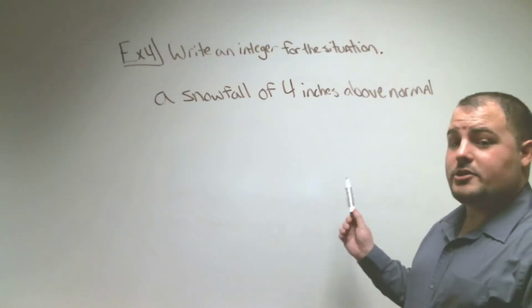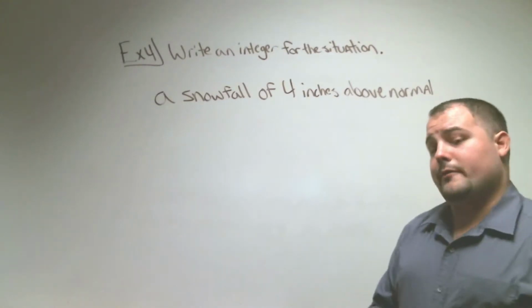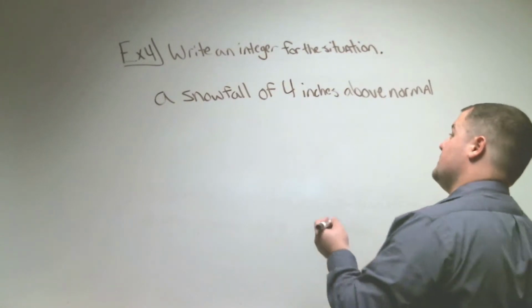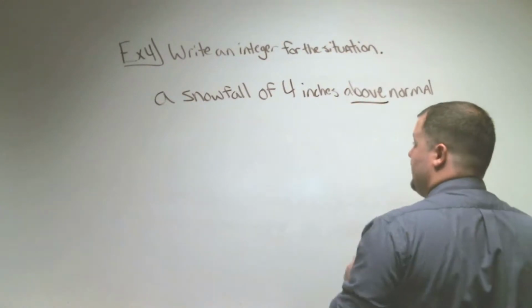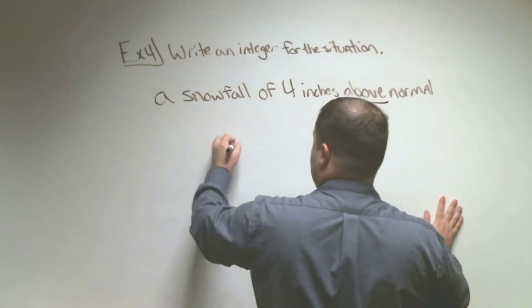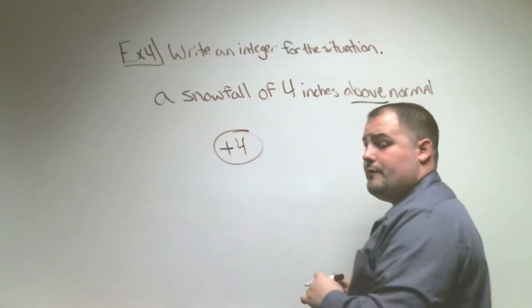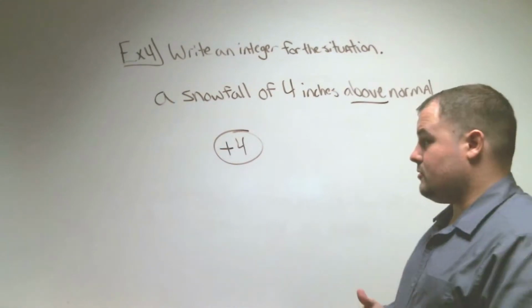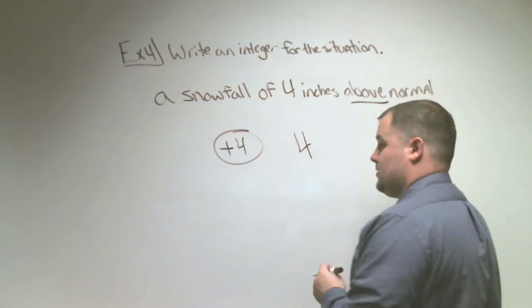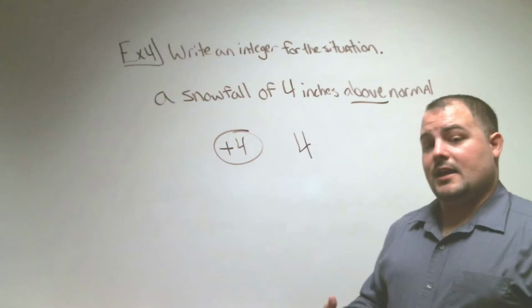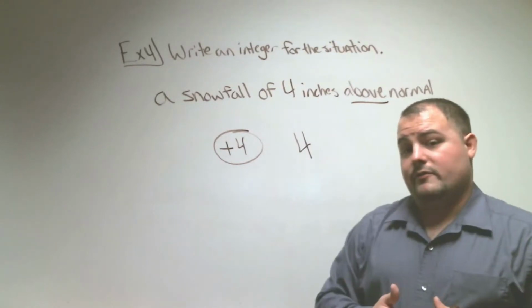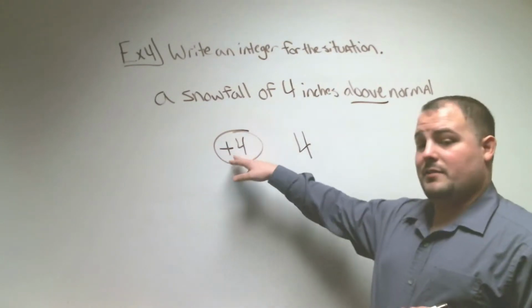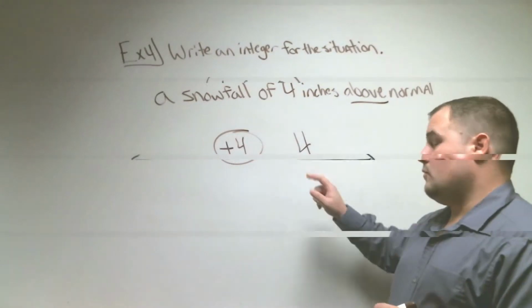In this example, we're talking about a snowfall of 4 inches above normal. So we look for a word that tells us if it's positive or negative. And again, that word's above. So we're going to say that this answer is a +4. And you could write just 4, because if you just write 4, that is also positive. The only time it's negative is if you see a minus sign or a negative sign in front of it. So you could have +4 or 4 there.